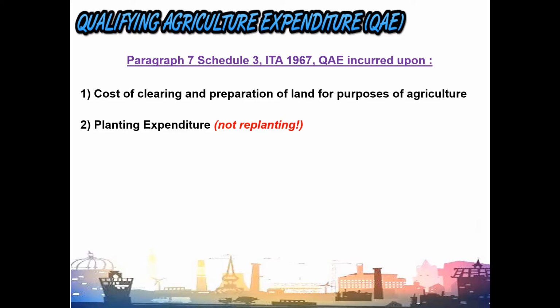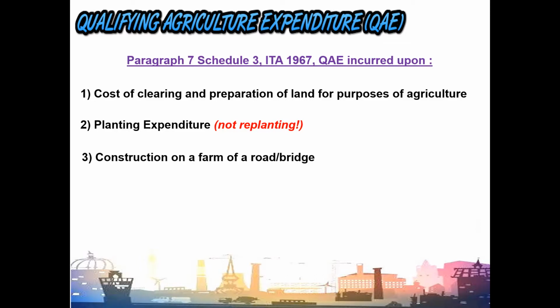Right? So number 2 is planting expenditure, planting permulaan, okay? Kita baja, kita tanam, okay? Planting expenditure, ini penanaman semula, ini bisnes pertama, okay? Aktiviti pertama, right? So belanja untuk planting adalah dibenarkan.